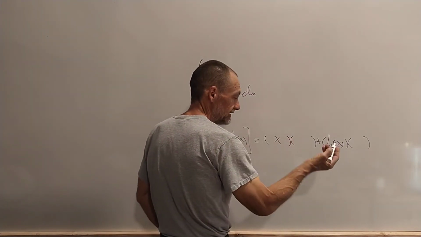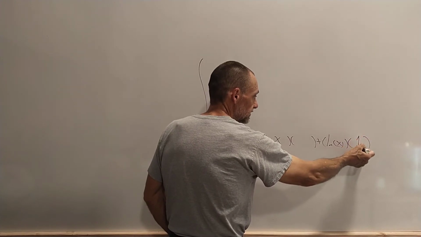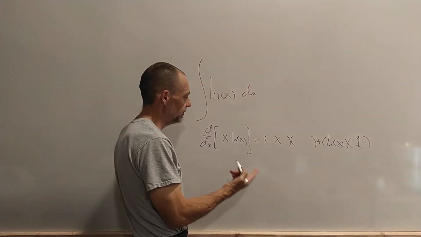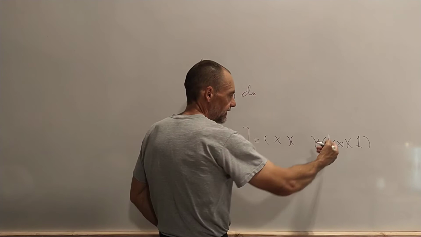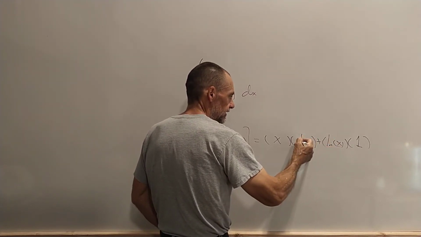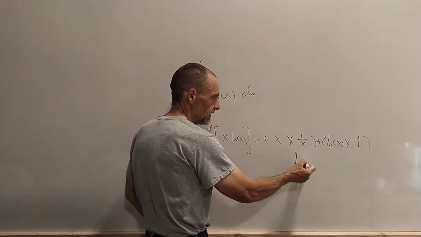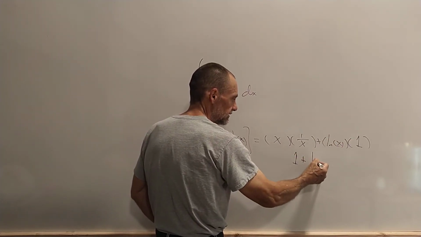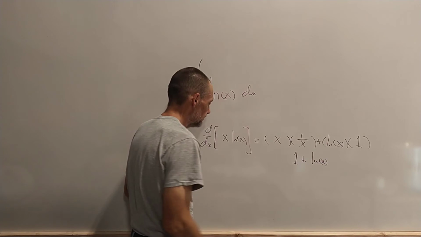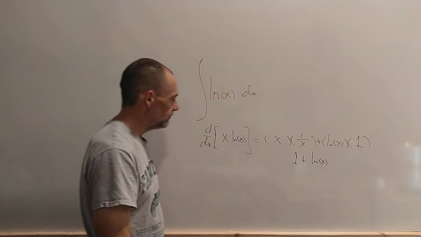The derivative of x, that's nice because it's 1, okay? So 1 times log x, it's log x. So we're doing good here. And the derivative of log x, again, is 1 over x. Now, 1 over x times x, this is 1. Plus, log x times 1 is log x. So that's pretty good. The derivative of this is 1 plus log x.